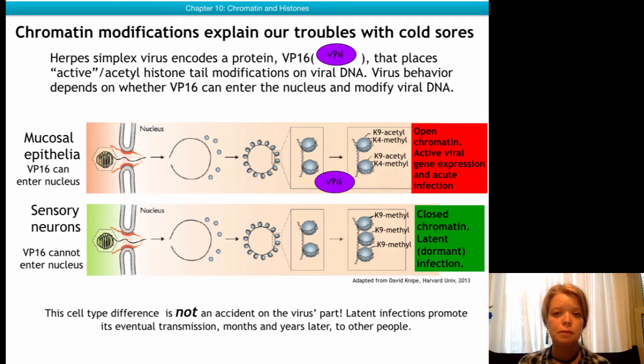Now, unfortunately, just because the DNA is dormant doesn't mean that whenever our immune system is not repressing some of the virus that sometimes is made, it will not cause an acute infection resulting in a cold sore. But it's a very clever way for the herpes virus to actually persist in the sensory neurons, because it doesn't kill them. It just lives in them and periodically affects other cells. So latent infections promote the eventual transmission of the herpes virus months or years later to another host.